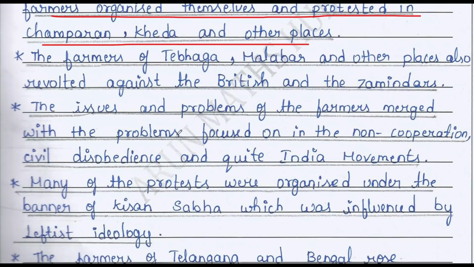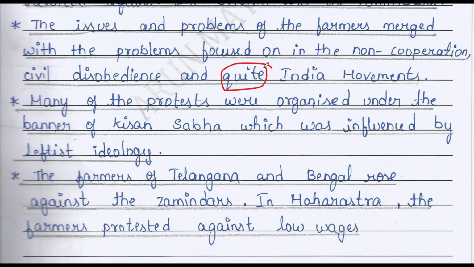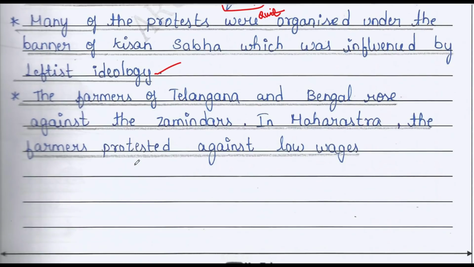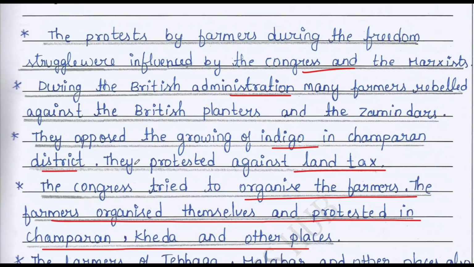The issues and problems of the farmers merged with the problems focused on by the non-cooperation, civil disobedience and Quit India movements. Many of the protests were organized under the banner of Kisan Sabha, which was influenced by leftist ideology. The farmers of Telangana and Bengal rose against the zamindars. In Maharashtra, farmers protested against low wages. This is how the farmers revolted against the British.